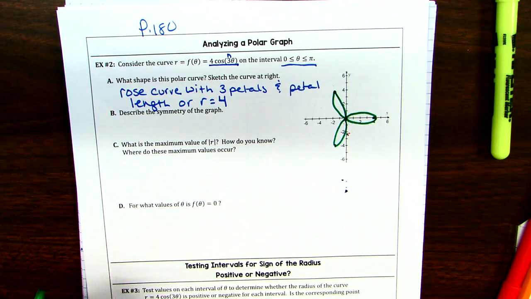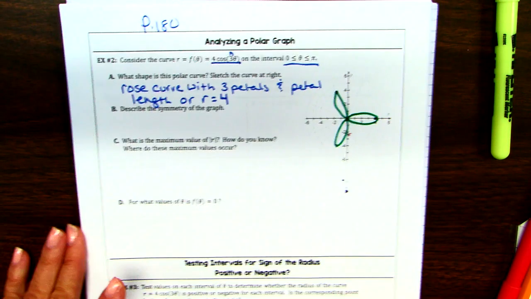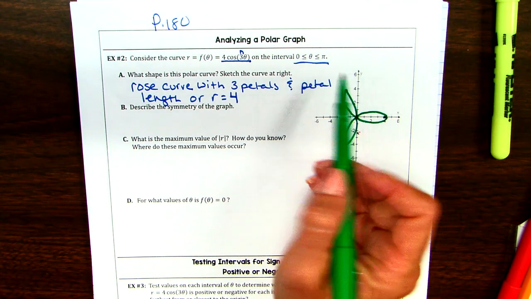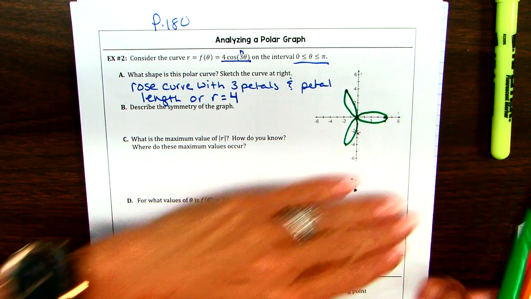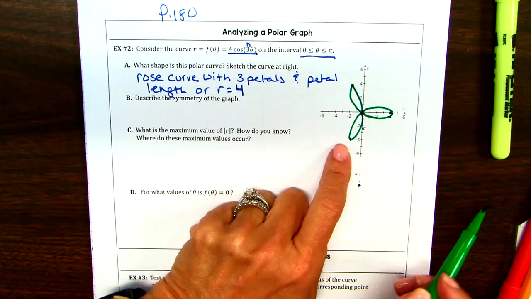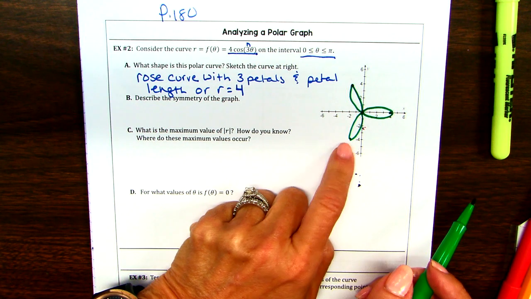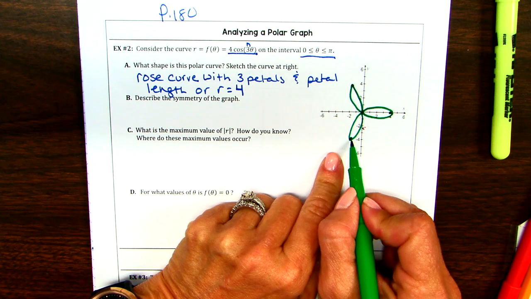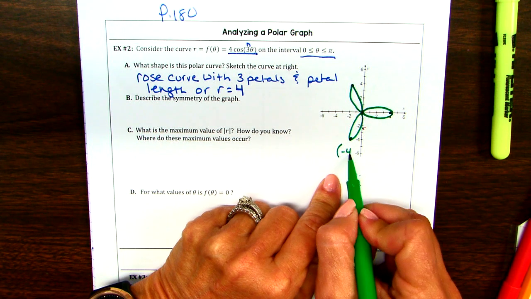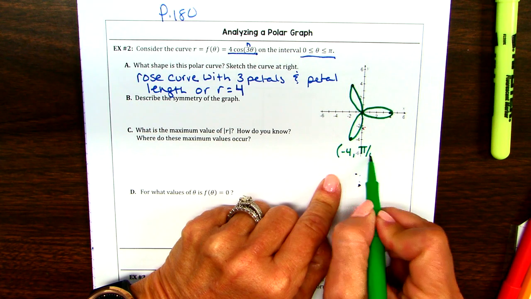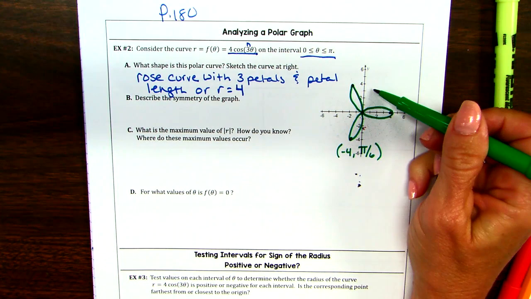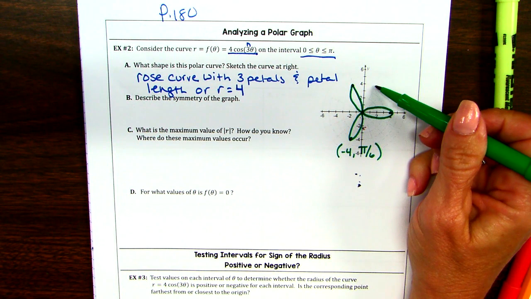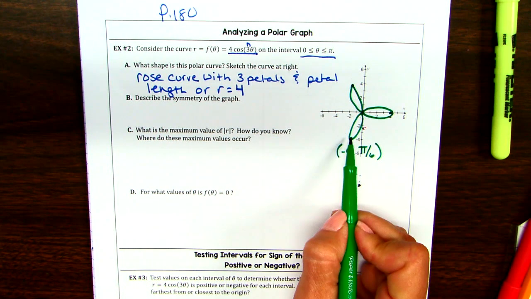Okay, for a sketch of the graph. Now, remember that our interval was only 0 to pi. So how do we have a point down here? Well, really, this point right here is negative 4, 2 pi over 6. It's the petal that would have been here, but since it was a negative, it went here. So that's what this angle is called.